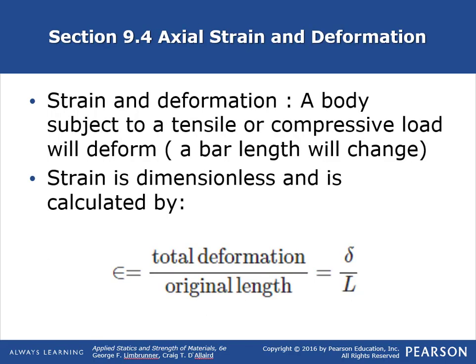So let's talk a little bit about strain, axial strain, and deformation. When a body is subjected to a tensile or compressive load, it will deform. Strain is a dimensionless quantity. You can just look at the units here. The total deformation is in inches, and the original length is in inches too. So essentially, strain is dimensionless. It's inch per inch. We're going to use this Greek delta here to designate deformation, and then this is the overall length. So essentially, when you're applying a load to a bar, it is going to stretch.